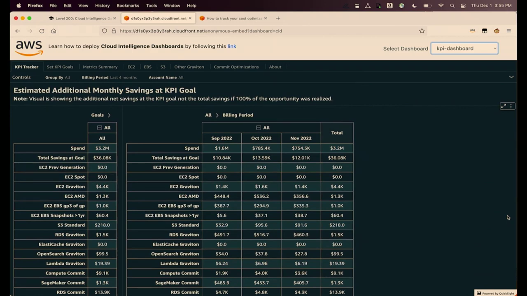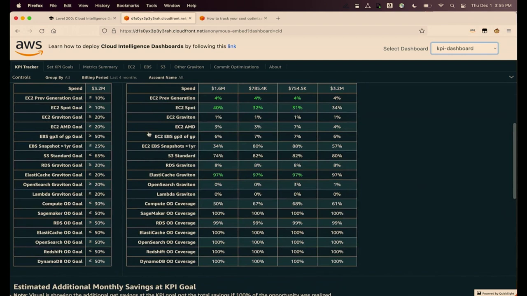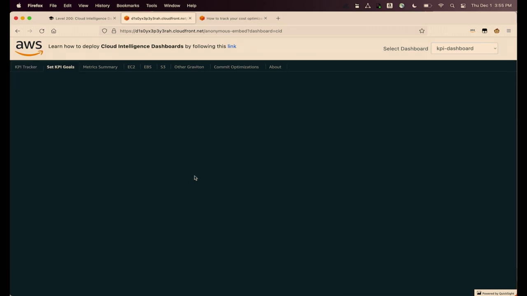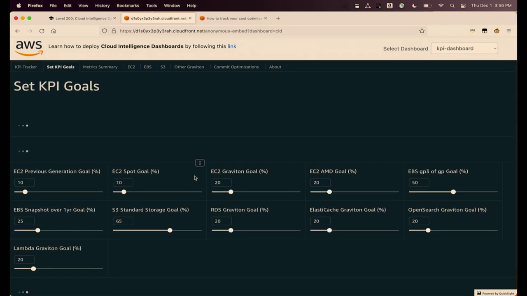Now the goals are set by us in the dashboard, and they're pretty generic. For example, we recommend that less than 10% of your spend on EC2 be on previous generation instances. We recommend that less than 30% of your spend be on demand. Change these goals, right? This is meant for you to interact with.